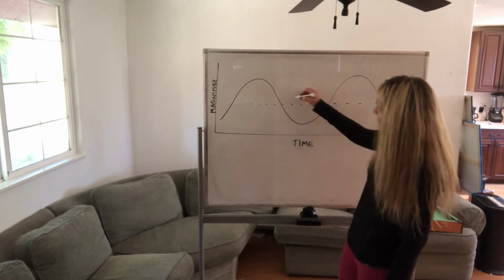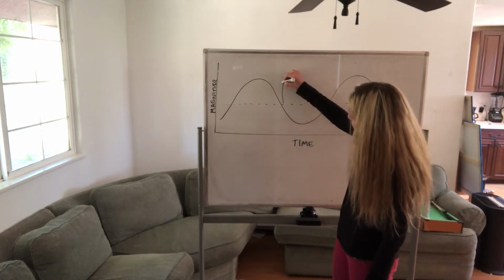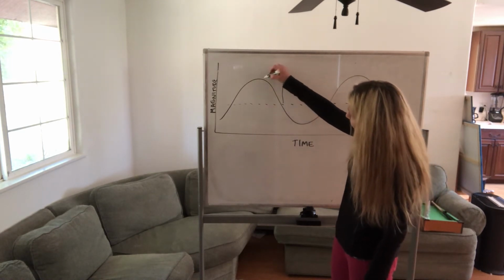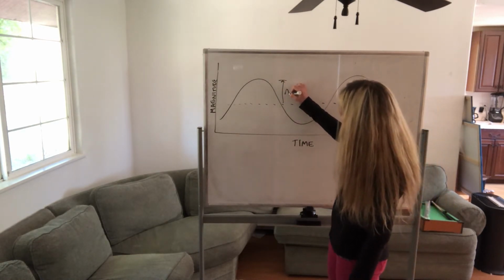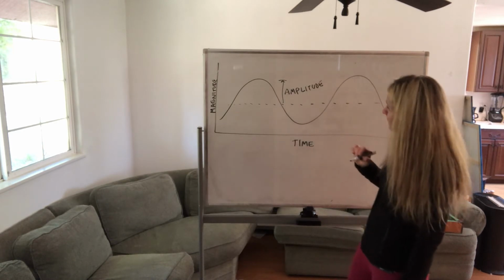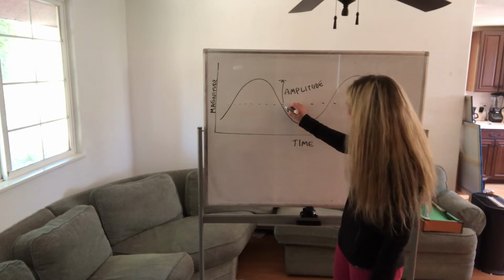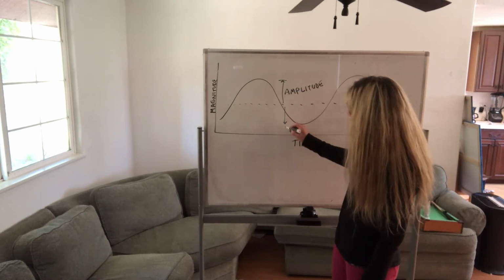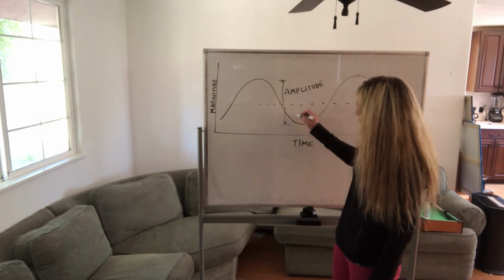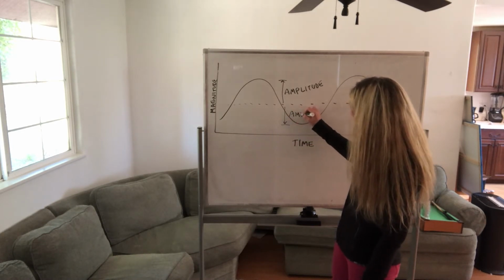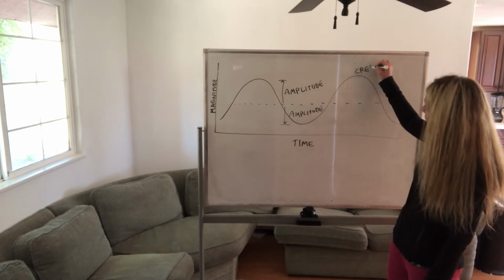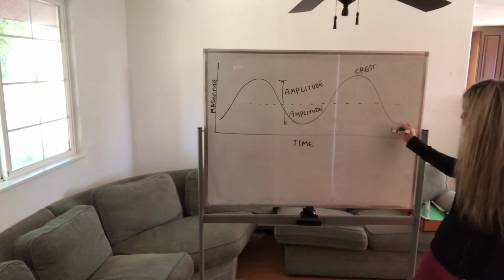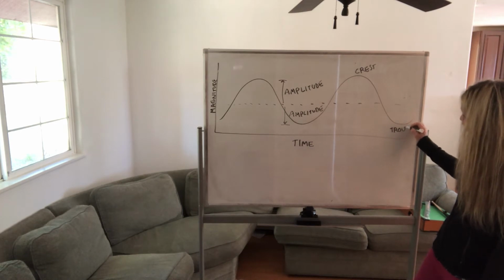And the distance from the resting position to the highest point is called the amplitude, or the distance from this resting position to the lowest point is called the amplitude. The highest position of the wave is called the crest. The lowest position is called the trough.